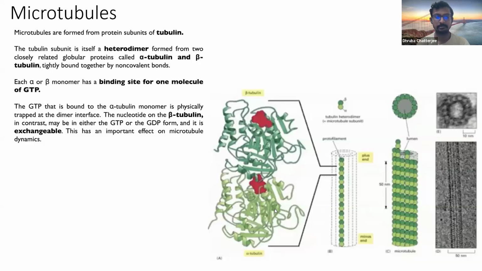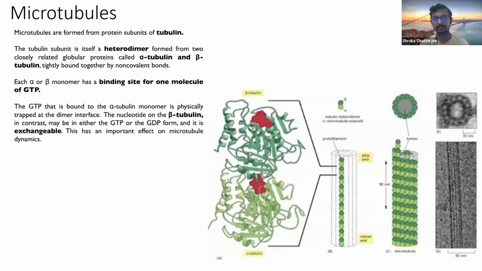This alpha tubulin and beta tubulin protein subunits first heterodimerize. These subunits actually bind guanosine triphosphate as a nucleotide, and that dimerization and polymerization is dependent on this nucleotide binding, that is GTP binding.